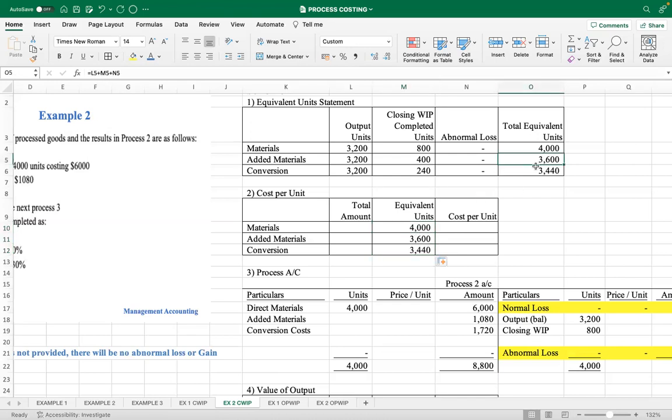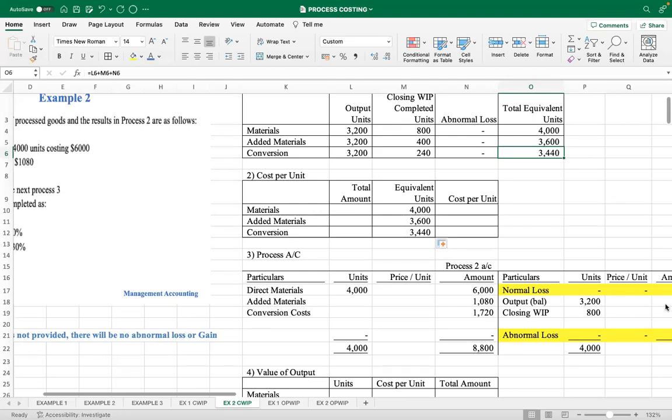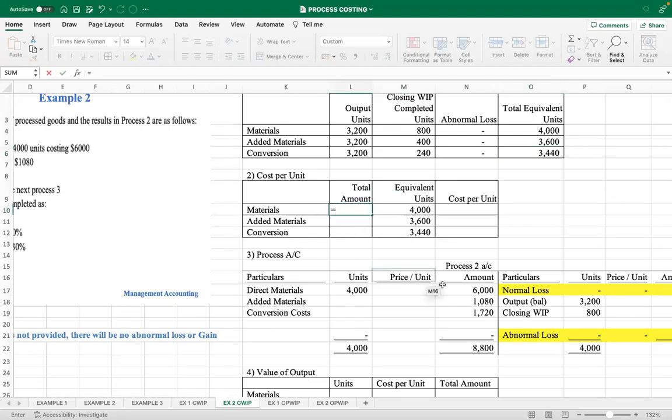Okay, 4,000, 3,600, and 3,450. Total amounts, there was no normal loss amount. So because there is no normal loss amount, the total amount of direct materials is 6,000 minus 0. There is no normal loss amount, it is 0. Added materials, it is 1080. And conversion, it is 1720.